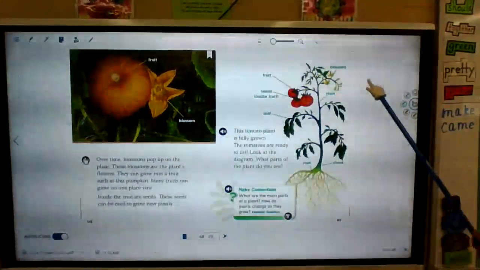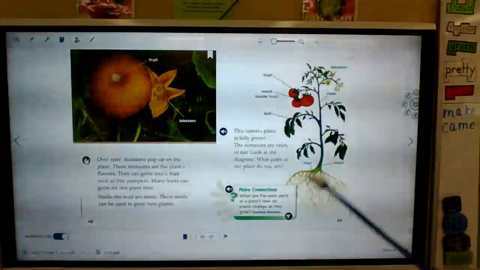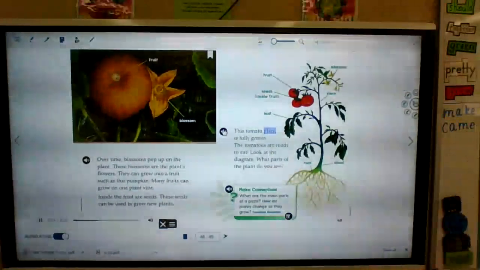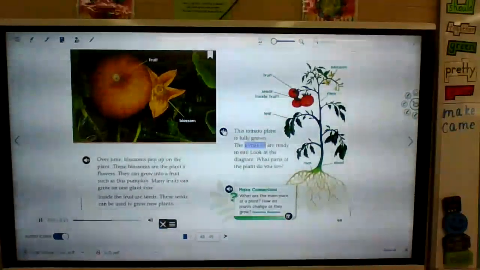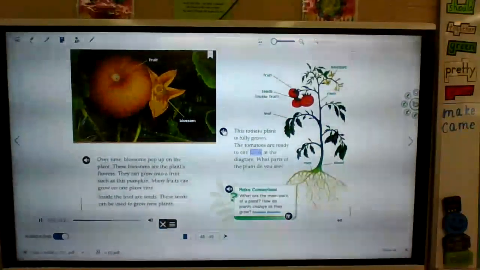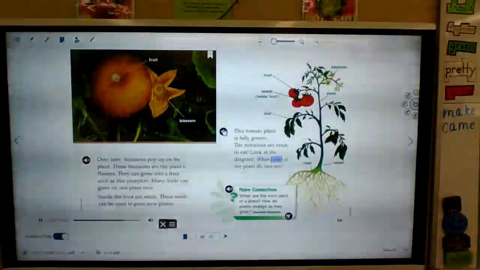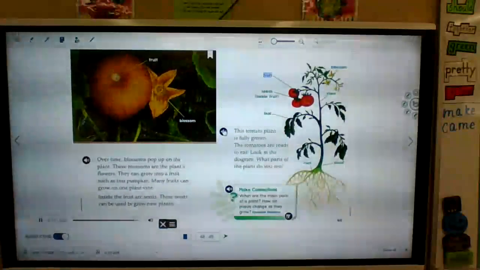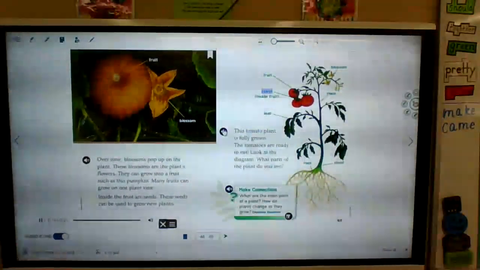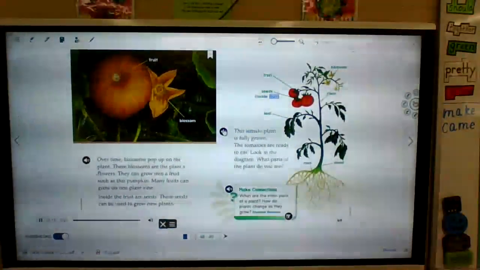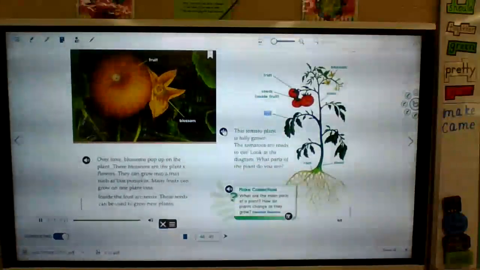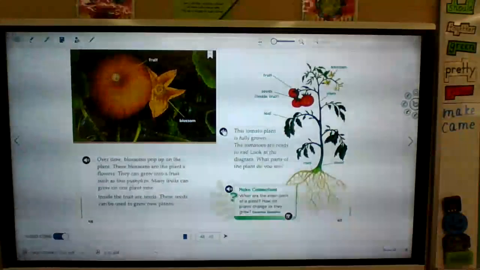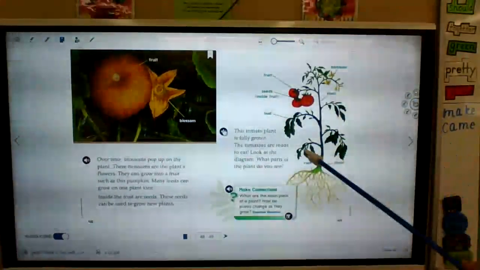Oh, here's a nice diagram. Okay, let's listen to this one. This tomato plant is fully grown. The tomatoes are ready to eat. Look at the diagram. What parts of the plant do you see? Blossom, fruit, seeds inside fruit, stem, leaf, root, shoot. Okay, the shoot has everything on it.